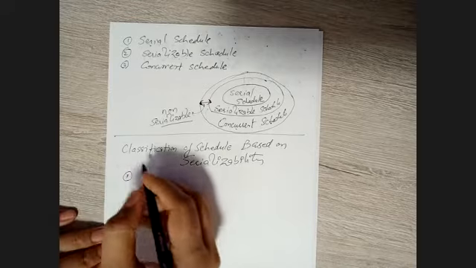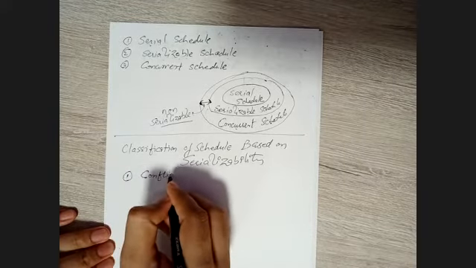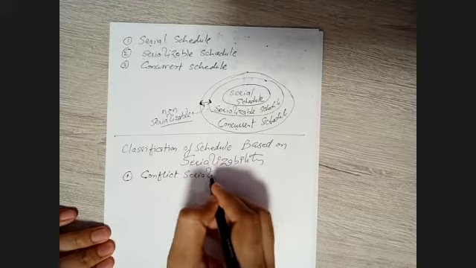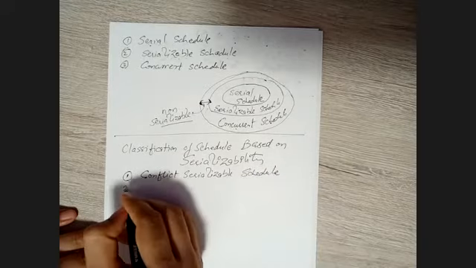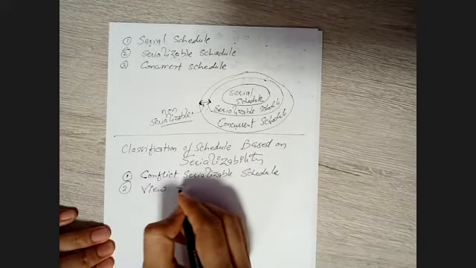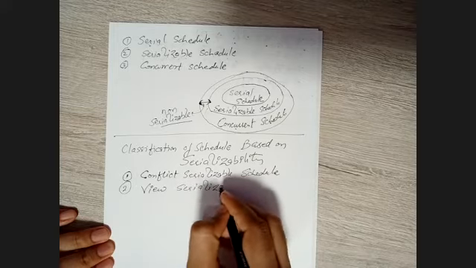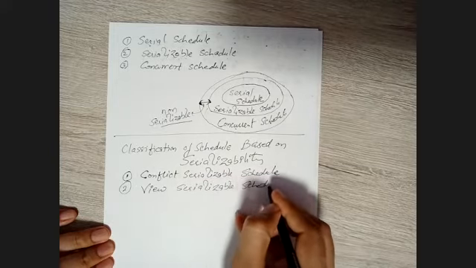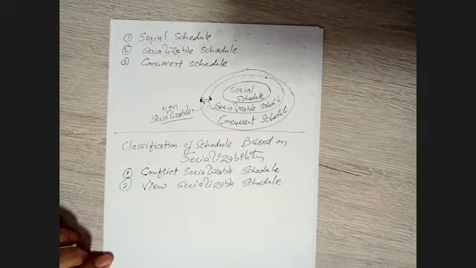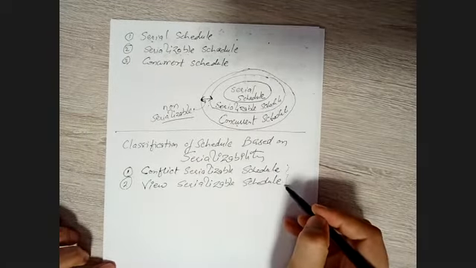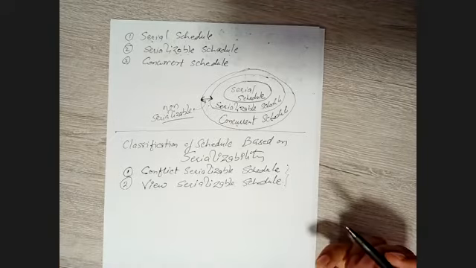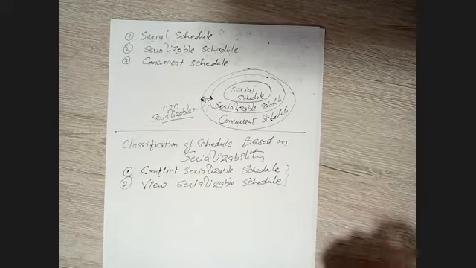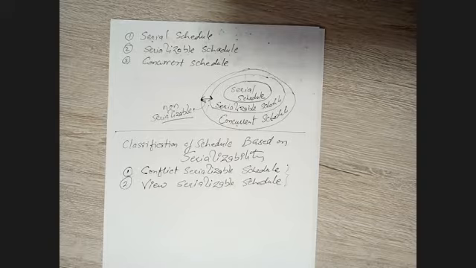So how are we classifying schedules based on serializability? The first is called your conflict serializable schedule. And the second is called your view serializable schedule. These are the two methods with the help of which we can find out the corresponding serial schedule for your concurrent schedule, or say the parallel schedule, right? So we will see in depth both of them.